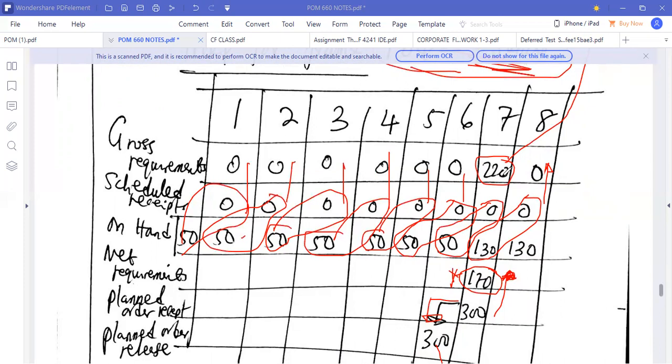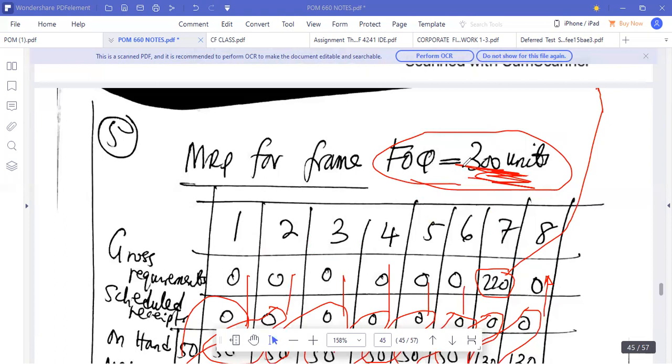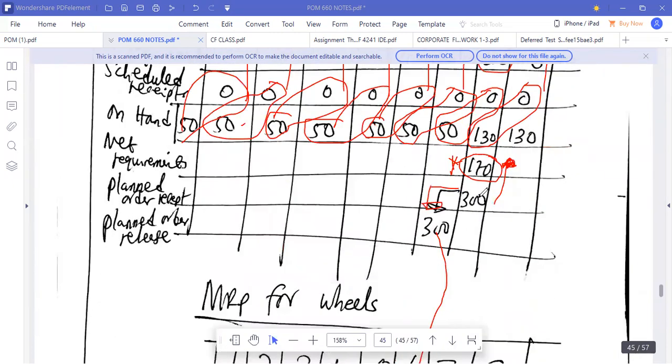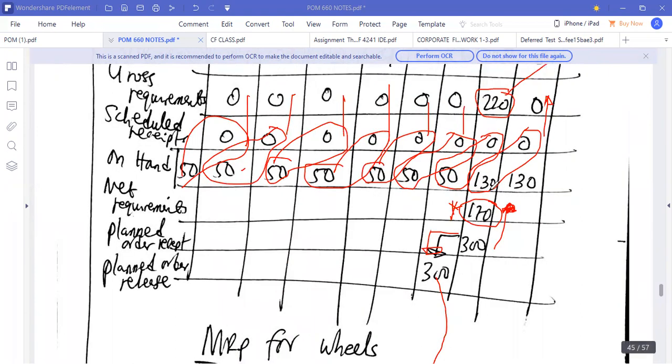Those are shortage units. So the shortage units are 170, but we are using a fixed ordering policy of 300 units. So when you order 300, you can sort out the net requirement of 170, the shortage here. Then 300 minus 170, that's where the 130 came from, which is the excess stock on hand.